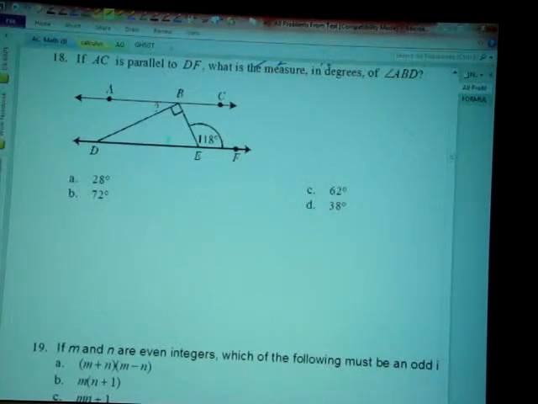Use my video as a guide, almost like a script. It doesn't have to be word for word, but it should be pretty close because I'm saying the important things that kids need to know in order to be able to work this problem. This is problem number 18, where you've got two parallel lines that are cut by transversals. It wants to know the measure of ABD.